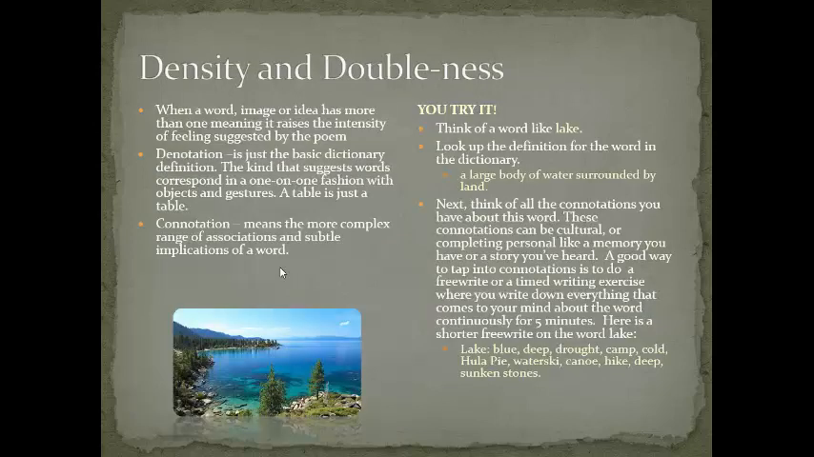senses. The other thing you got to think about, guys, when you are trying to mine the information around a word, is to think about density and doubleness. So when a word, image, or idea has more than one meaning, it raises the intensity of feeling suggested by the poem. Denotation is just the basic dictionary definition, the kind that suggests words correspond in a one-on-one fashion with objects and gestures. A table is just a table. An apple is just an apple, right?